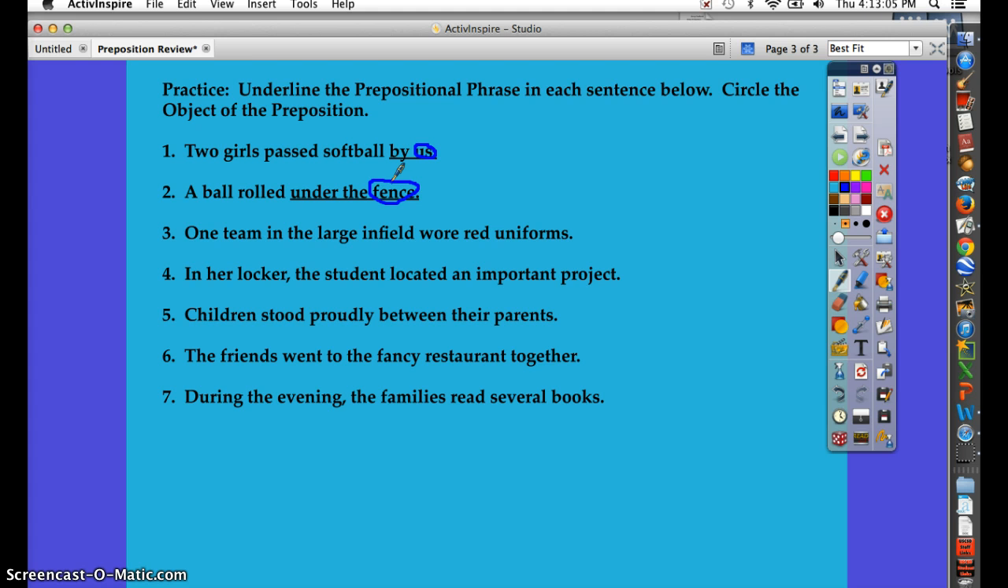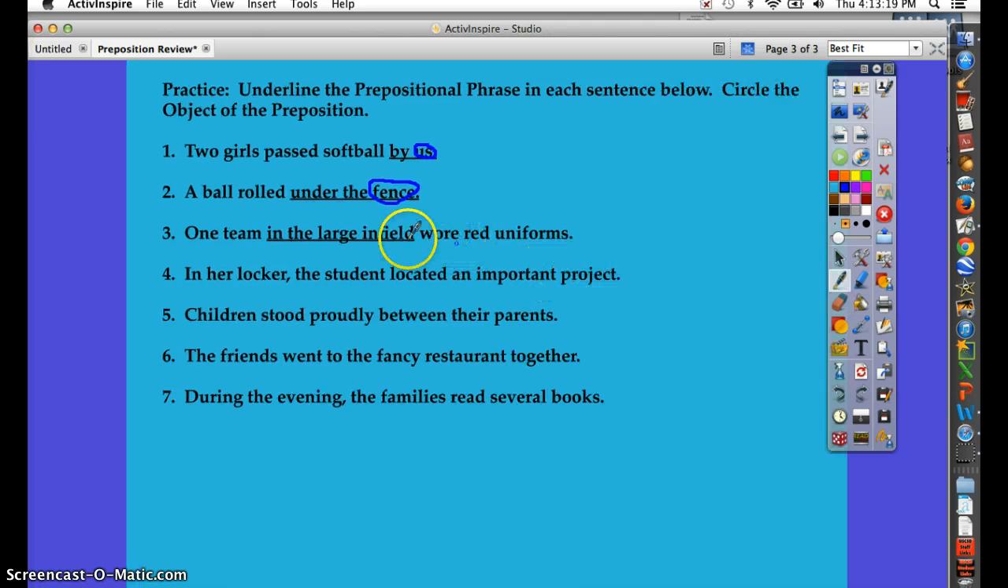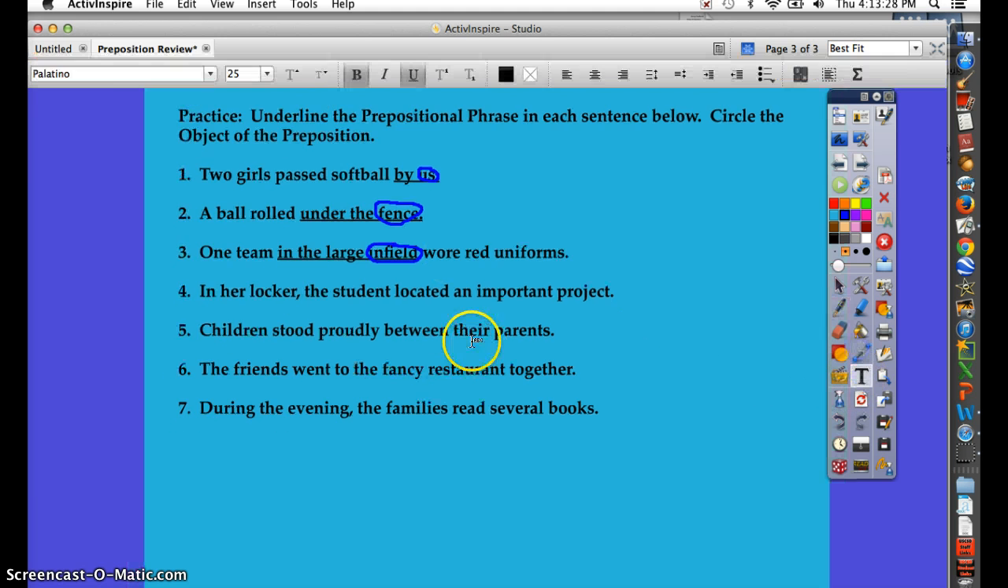Number 3, one team in the large infield wore red uniforms. That time it would be in the large infield, right in the middle of the sentence, prepositional phrase, and infield would be the object of the preposition. Okay, number 4, in her locker, the student located an important project. For number 4, in her locker would be the prepositional phrase, and locker would be the object of the preposition.